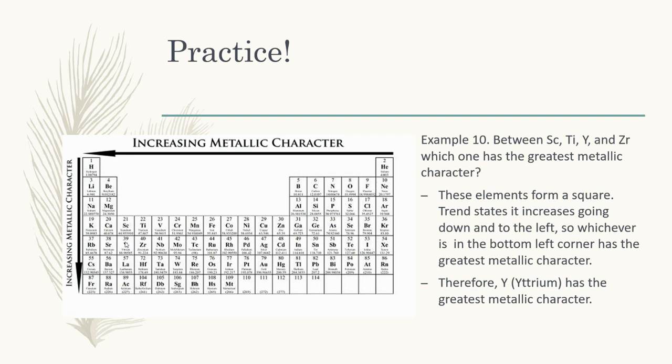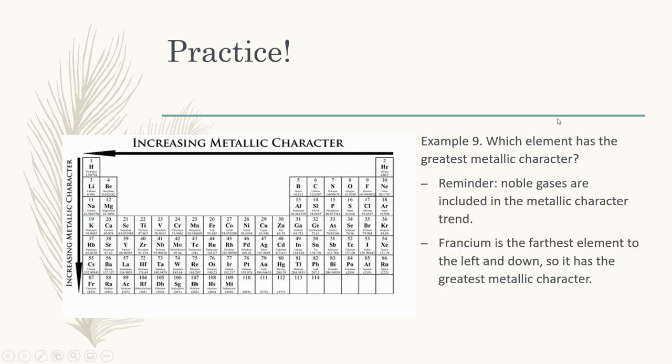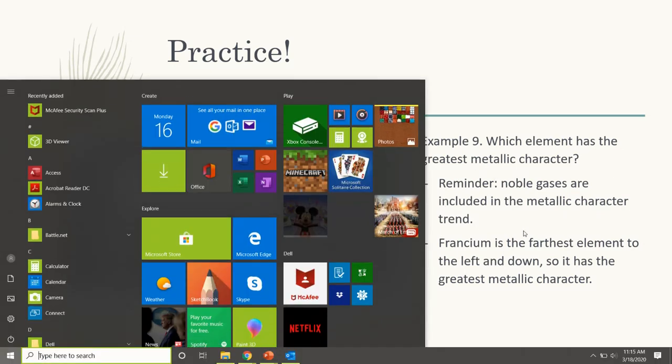Again, you will be given these big diagrams that have the trends. I would make sure, though, to write down which ones include noble gases and which ones don't, because you are going to need to remember that.